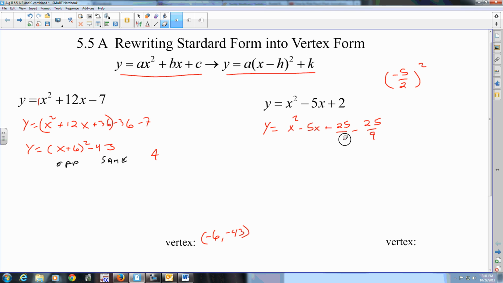I did them both, the little stinker. Alright. I guess I need to work on writing my 4s differently. Okay, how about this? Over 4, over 4.